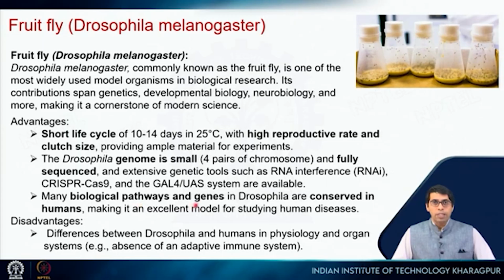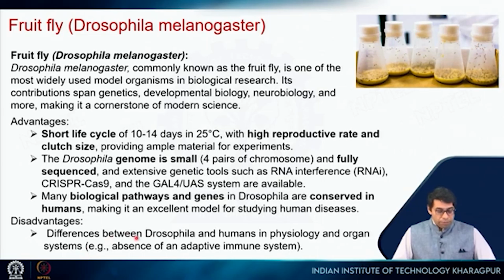Many biological pathways and genes in Drosophila are conserved in humans, making it an excellent model for studying human disease. For example, if you want to study development, then the same set of genes are present in Drosophila as well as in humans. So if we think of the Hox genes, there are 8 Hox genes in Drosophila, there are 39 Hox genes in humans, right? Even though the number of genes is different, the basic principles remain the same.